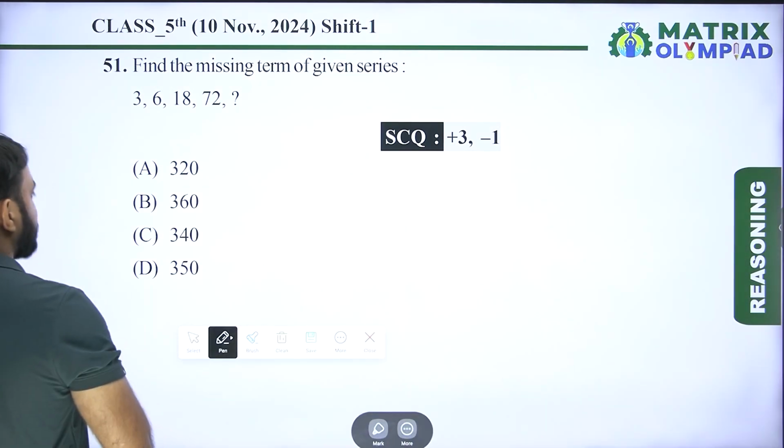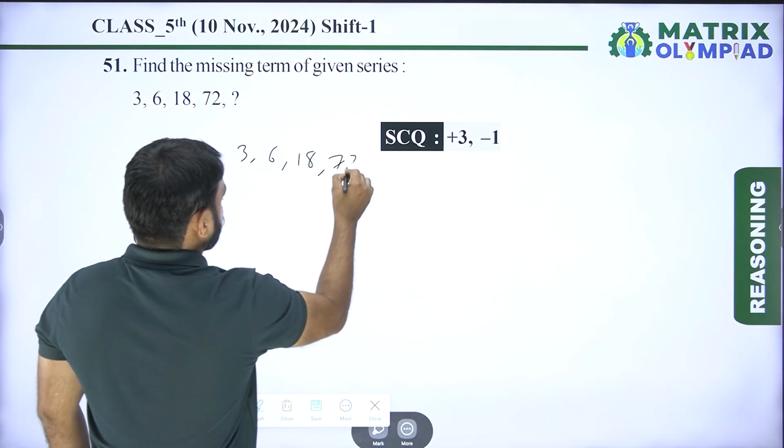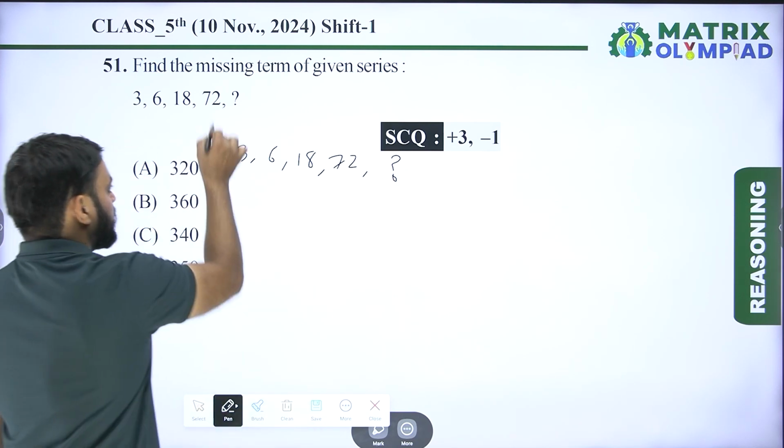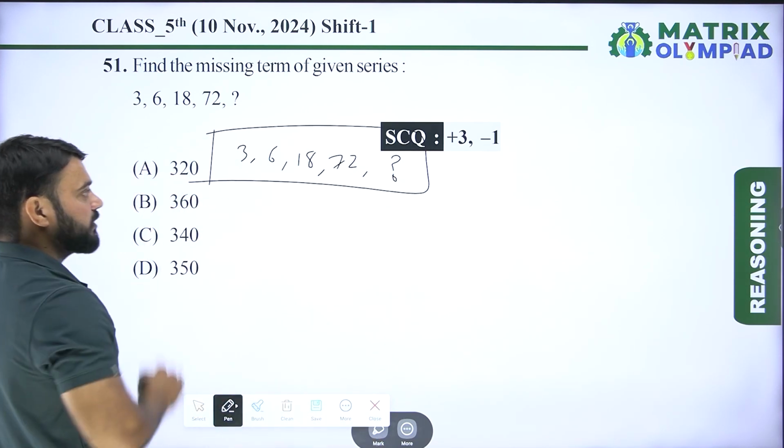Find the missing term of the given series. The series is 3, 6, 18, 72. After 72, the next number is missing. So find the missing number of the given number series. First, find the pattern of the series.